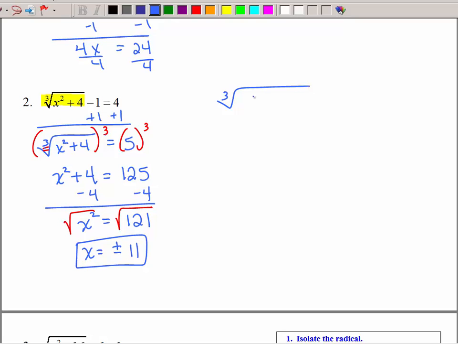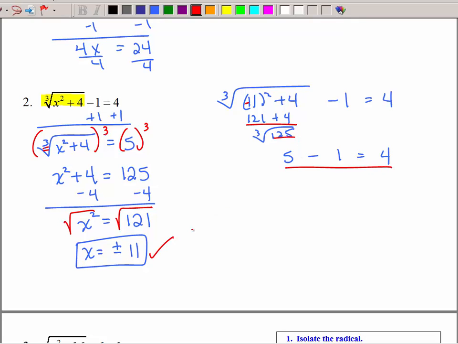So we're going to come up here, we're going to say, all right, if I take 11 squared, add 4, cube root it, subtract 1, do I get 4? Well, that's 121 plus 4, which is 125, and the cube root of 125 is 5, minus 1 is equal to 4. So that checks. And then if I checked -11, when I squared that, I'd get exactly the same thing. So again, both answers are okay to keep.